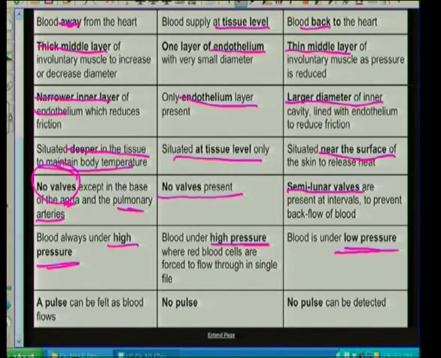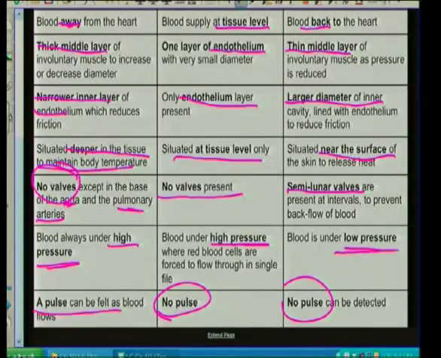In an artery, we will be able to feel the pulse as the blood flows. It's obvious because it is coming from the heart. As the heart is beating, the blood in the artery is flowing. So therefore, you'll be able to feel the pulse in an artery, not in a vein. Capillaries have no pulse, and no pulse in the vein as well.